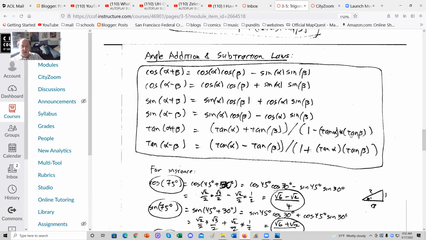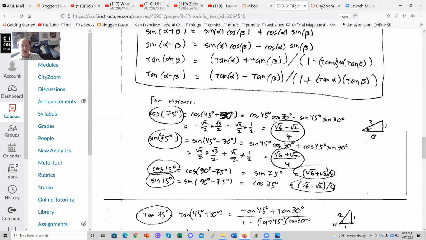Okay, and you'll find these rules listed in the book, but I'm putting them here for you to see where they are. Okay, for example, then, let's find cosine and sine of 75 degrees and of 15 degrees. Cos 75, the 75 is 45 plus 30. So you get cos 45, cos 30 minus sine 45, sine 30. Cosine of 45 degrees is root 2 over 2. Cosine of 30 degrees is root 3 over 2. Sine of 45 degrees is root 2 over 2. Sine of 30 degrees is a half. And if you take this and simplify it, you get root 6 minus root 2, all that divided by 4.